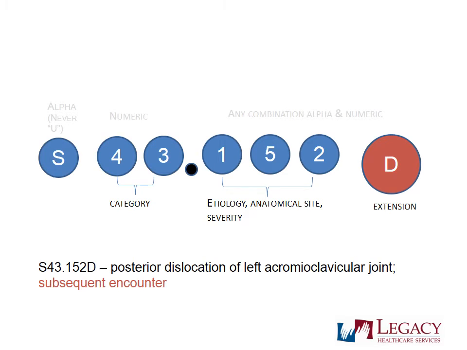Here's an example of a code that requires a 7th character. In this example, the 7th character, D, indicates that the patient's treatment is related to ongoing care for a dislocated left shoulder. The ICD-10 lingo for a visit for ongoing care of an injury or illness is subsequent encounter.